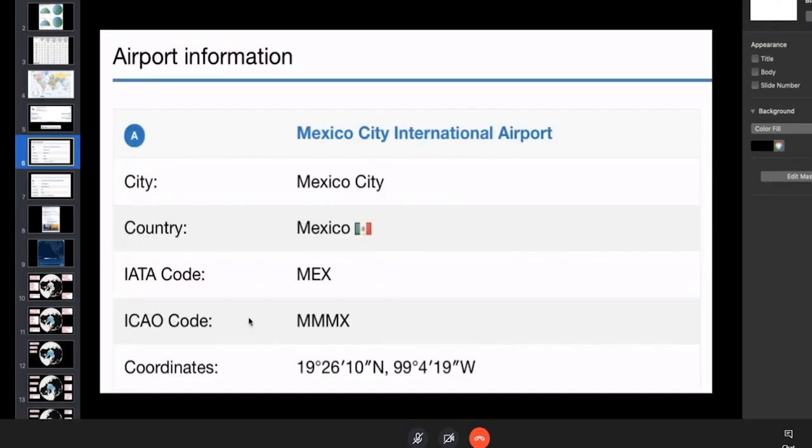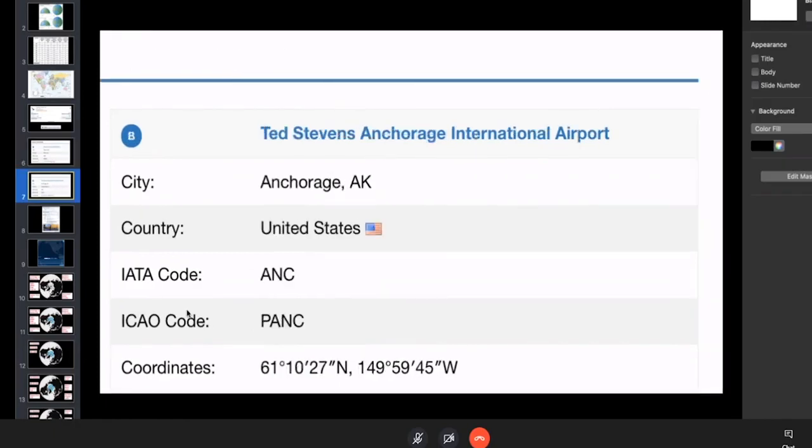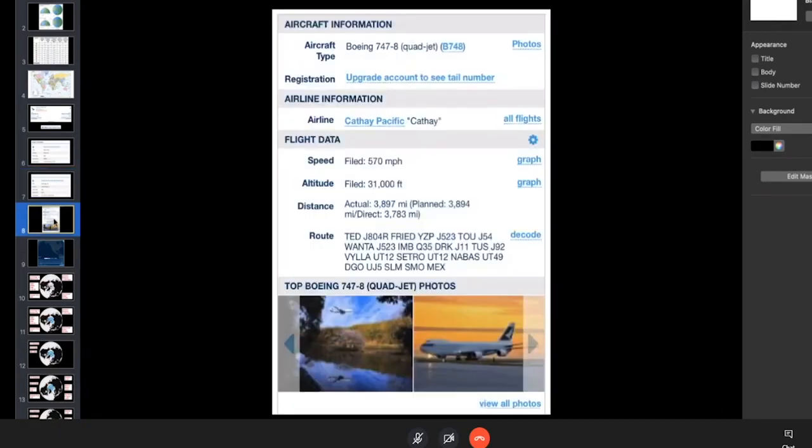Here you can see the latitude and longitude. For the sake of simplicity, in most cases, I've used 20 degrees and 100 degrees for Mexico City, and 60 and 150 for Anchorage, Alaska. It's not going to make that much of a difference to the analysis. This is the plane that we're talking about. Not that it makes a lick of difference, but its max speed is 570 miles per hour. It's a Boeing 747-8. Its max altitude in this flight was 31,000 feet. You can see the distance that it went, about 3,800 miles.